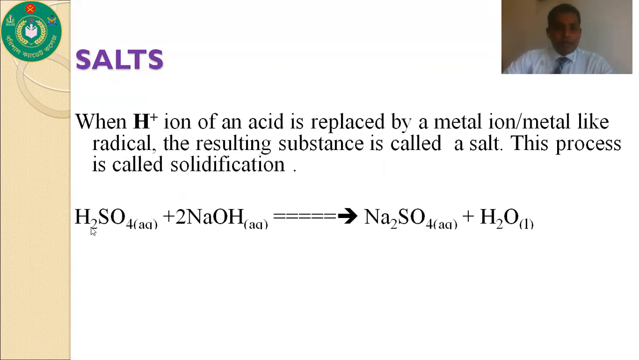So here is an example. When sulfuric acid reacts with sodium hydroxide, we get sodium sulfate and water. Here you can see that the hydrogen of sulfuric acid is replaced by a metal, that means sodium, and we get sodium sulfate. So this is the salt. So we can say that when the hydrogen or proton of an acid is replaced by a metal or metal-like radical, the resulting substance is called salt.